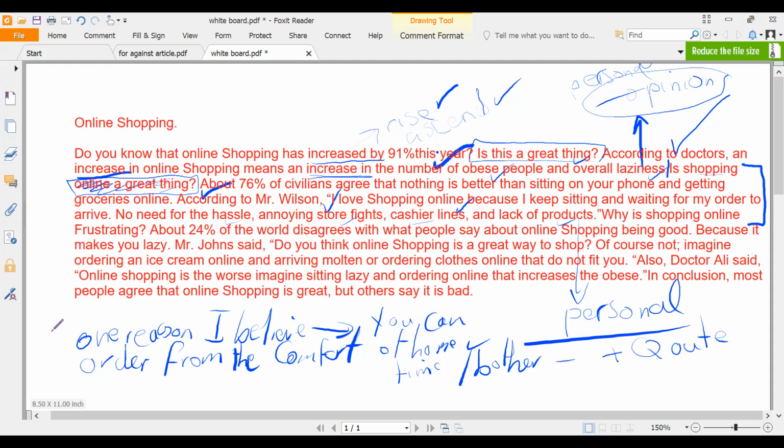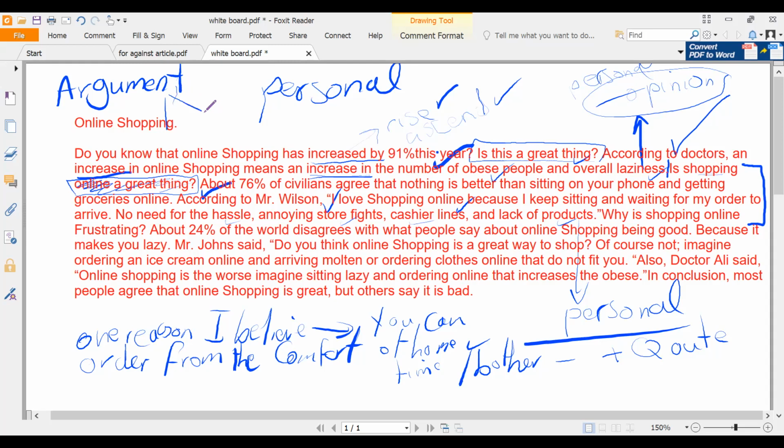But what matters here is this writing, Ahmed, is a personal writing, okay? This one you wrote is an argument. It's fine. It's a great way to be an argument. And what I mean by argument, Ahmed, is that you will discuss the various points of view, people who agree with online shopping and people who disagree with online shopping. You got my point, Ahmed?